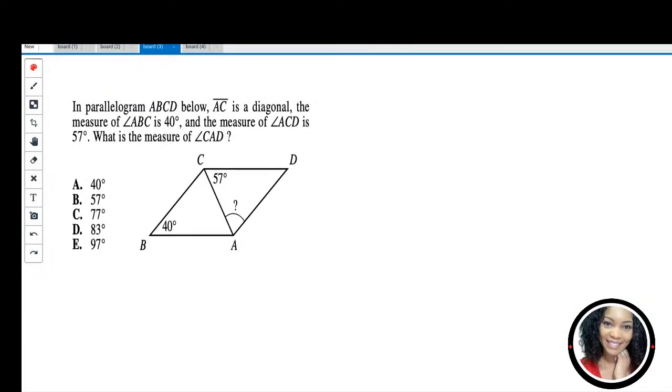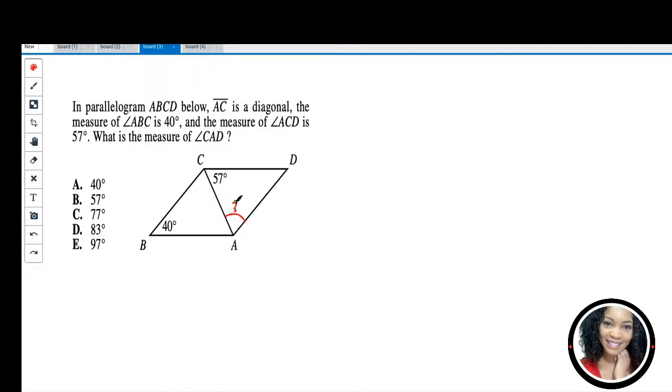We have in parallelogram ABCD below, segment AC is a diagonal. This is segment AC. The measure of angle ABC is 40. ABC, that's right here, is 40 degrees. And the measure of angle ACD is 57 degrees. Question is, what is the measure of angle CAD, which they do have labeled for us there already? What is the measure of this angle?